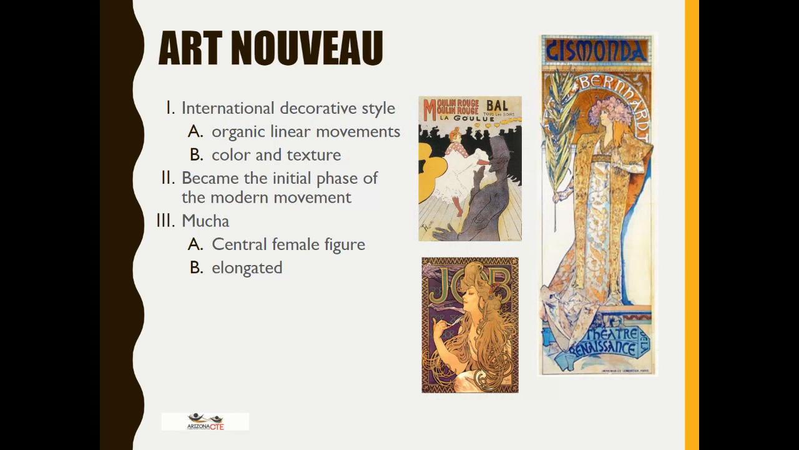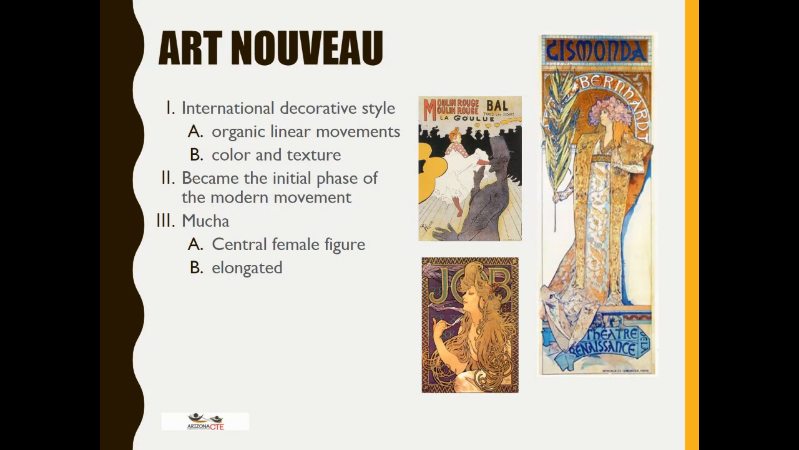And then you have what's called Art Nouveau. It's an internationally decorative style. So they have these organic linear movements and lines and real big colors and textures. It became kind of the initial phase of the modern art movement. But you can see it was kind of at the turn of the century, 1890 to 1910, is when you have Art Nouveau. So it didn't last very long, but it is a very long-lasting art movement that people still use and kind of mimic and replicate today.